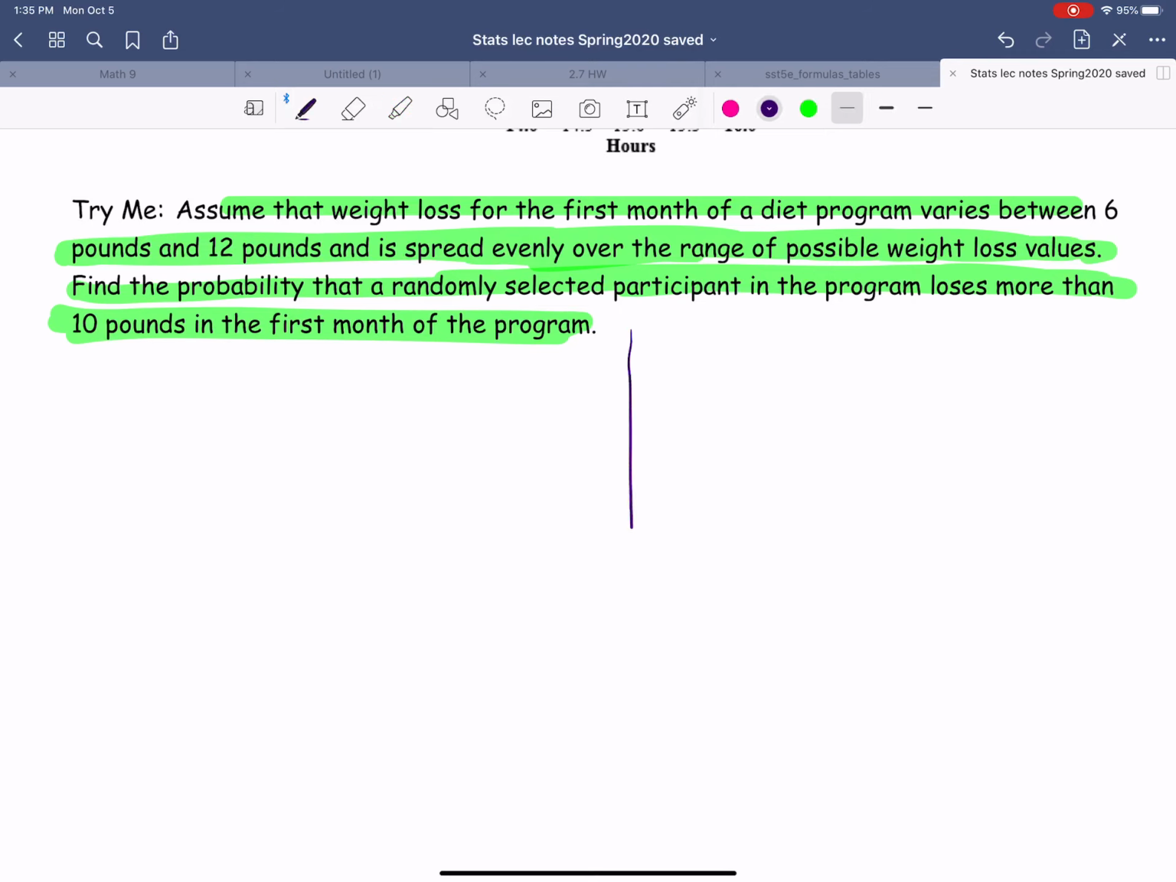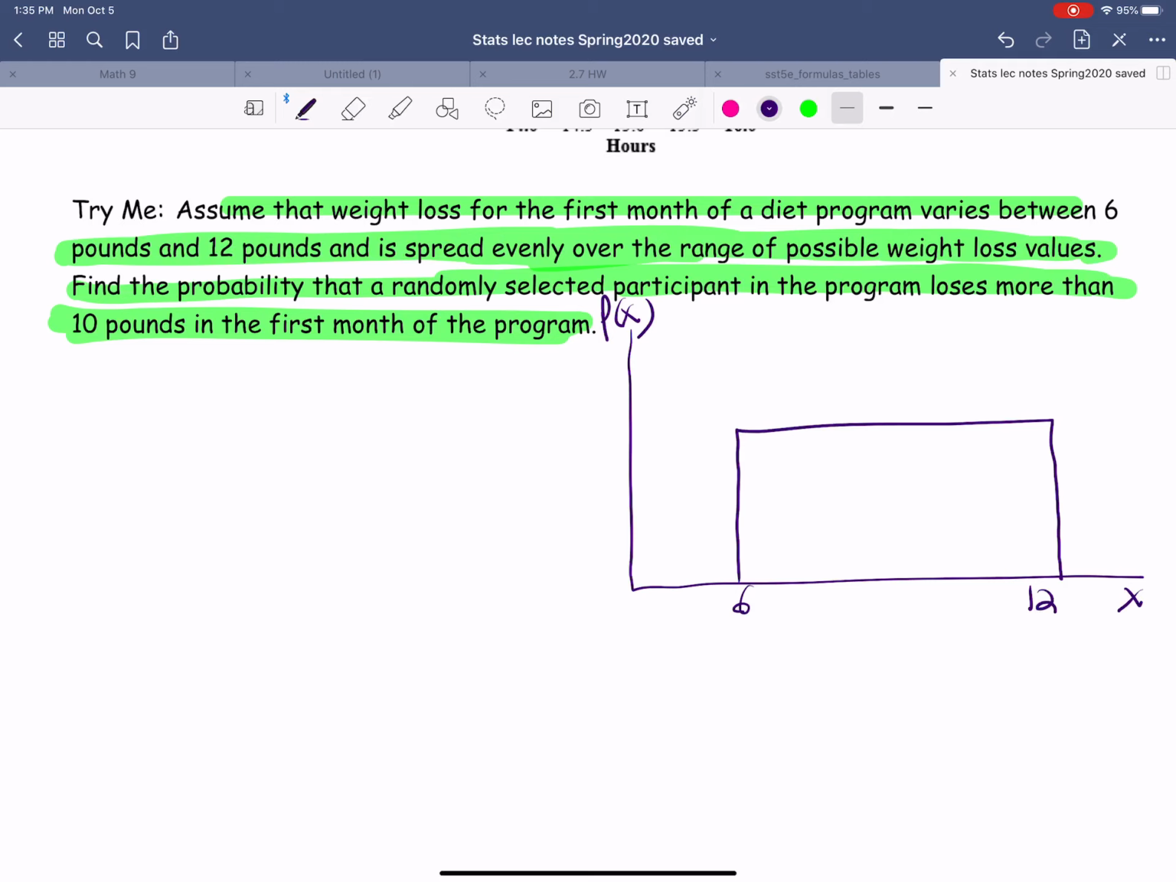Let's go ahead and draw our curve first. We are being told that it is a uniform distribution. It's evenly spread. So the weight loss is spread between 6 pounds and 12 pounds. Without even thinking about the next step, I already know that this pink length that I'm marking pink right now is equal to 6.